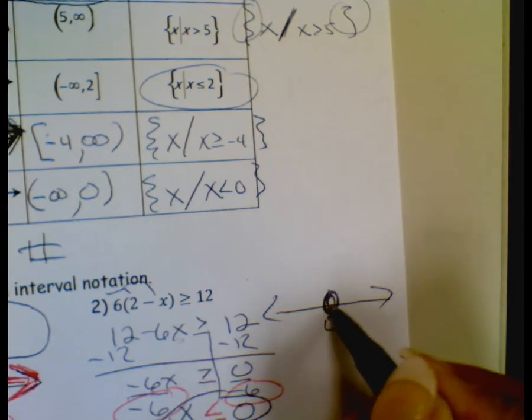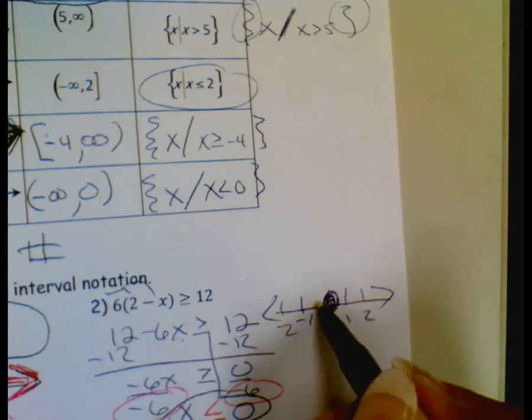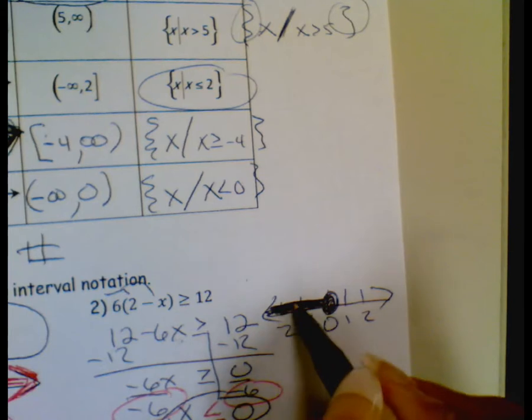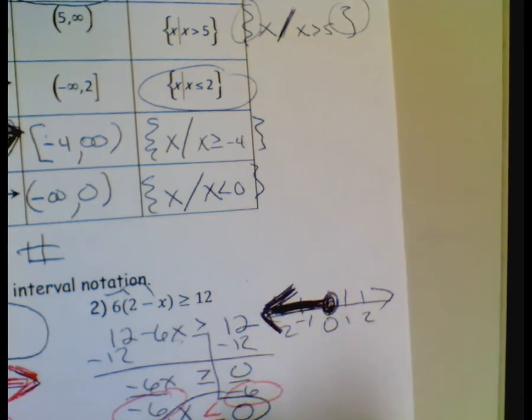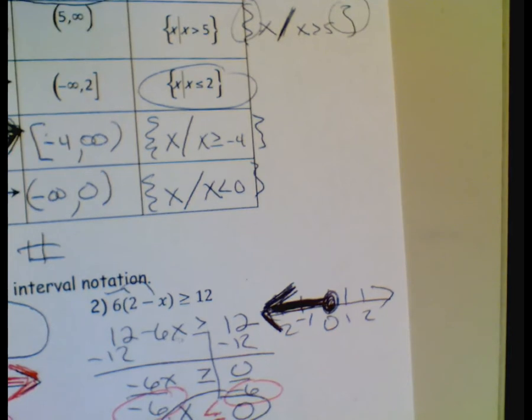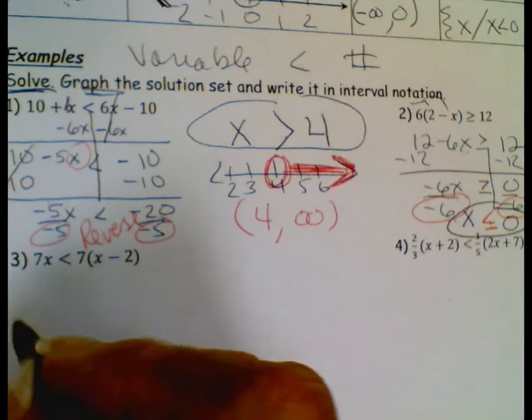0, closed circle. And you're going less than, because this has to match that number line. Interval notation for that is negative infinity to 0. Bracket, parenthesis.